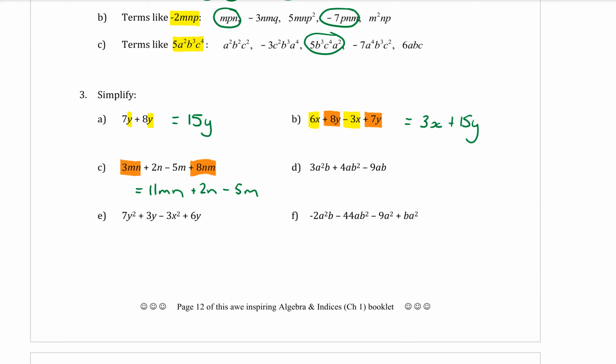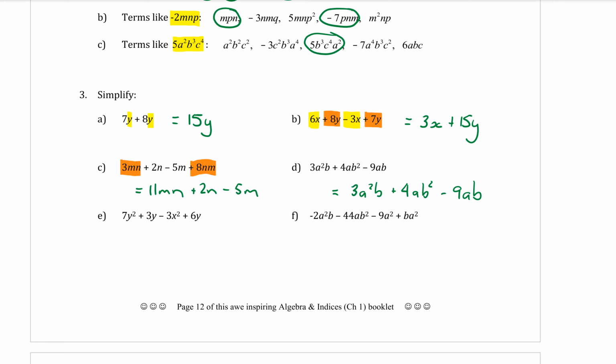No! Don't ever leave a question empty on a test. I think you didn't answer it. If it doesn't simplify, just write the question down again, okay? So it's going to go equals 3a squared b plus 4ab squared minus 9ab. It can't be simplified, but we know that that is the simplified answer, so we've written it down.